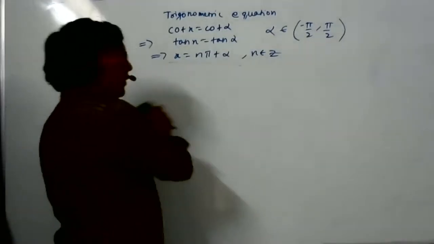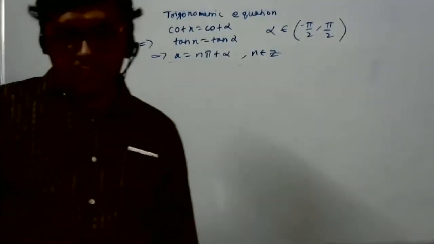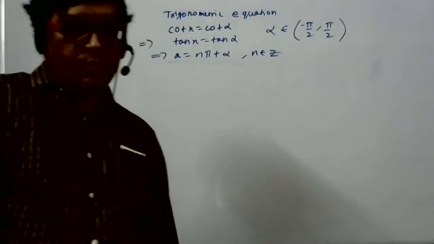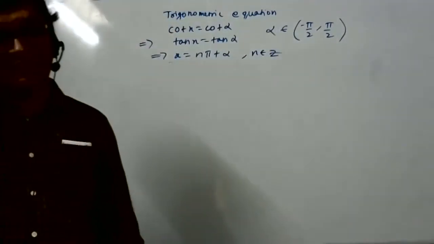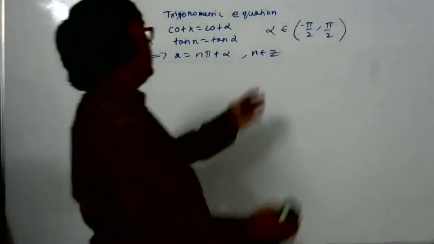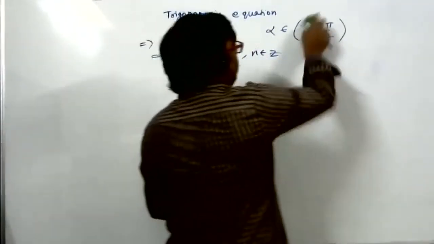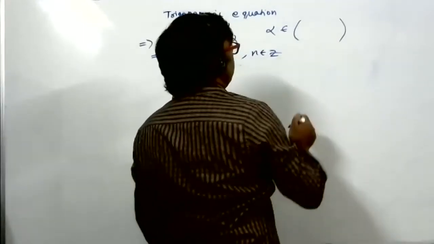You tell, boy, what you're saying. Sir, alpha belongs to this principal range only. Yes, sir. Minus 0 should also be there, no, sir. Hey, I wrote this one wrong. Sorry, you change this one. This one is wrong.